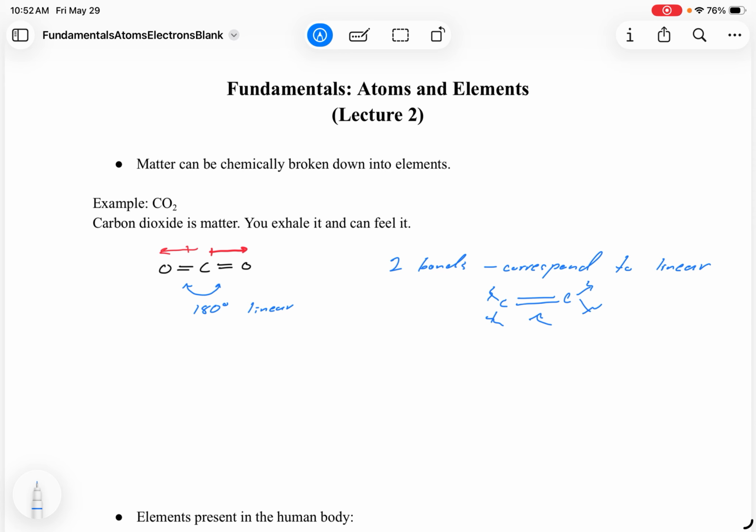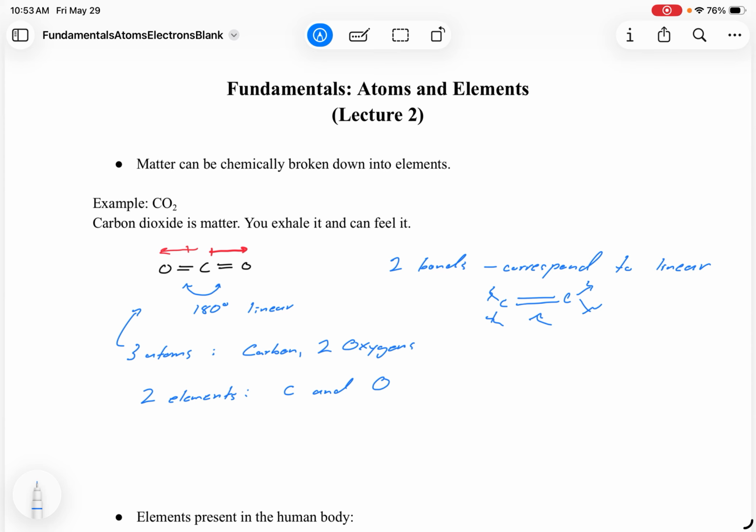So yeah, let's continue. Right here we have 3 atoms, which is 1 carbon and 2 oxygens. And at the same time we have only 2 elements, which are carbon and oxygen. So 2 types of elements, but 3 total atoms. That is what we have.